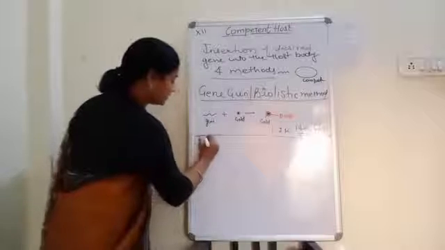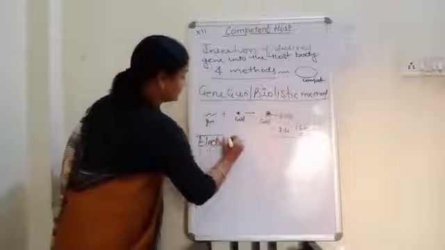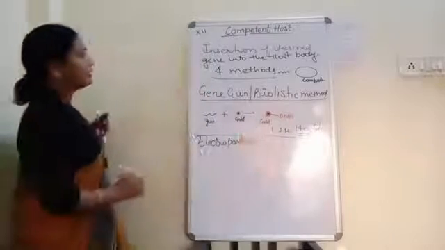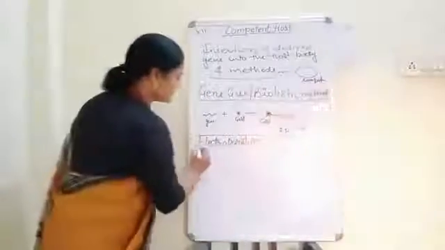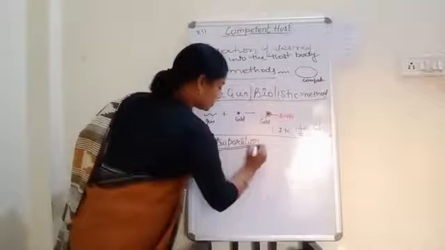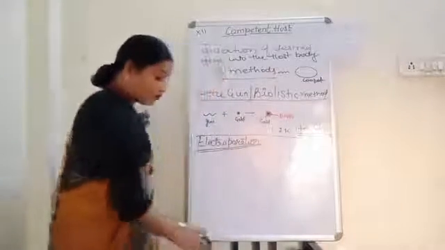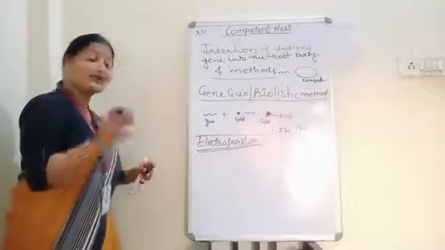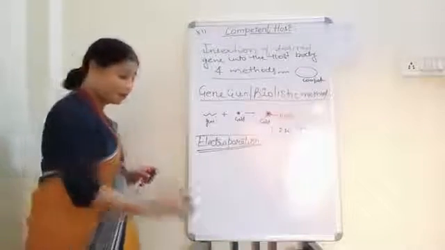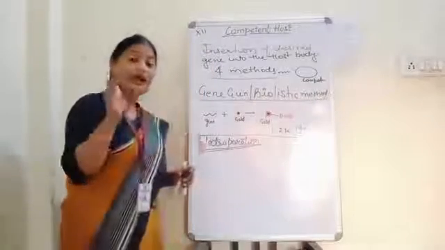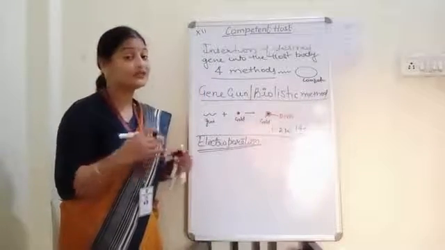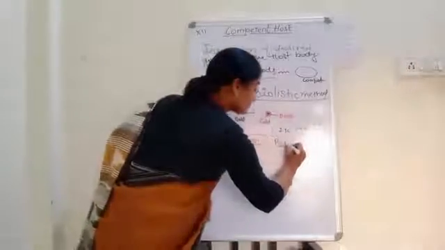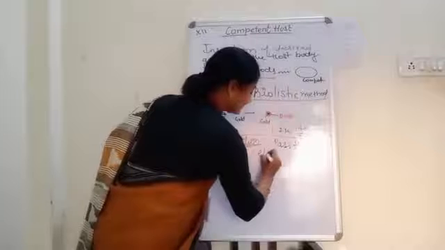The third method is electroporation. Okay, I have taught you the chemical method, no? Yes. Third is electroporation. Now see children, what we do in this electroporation is we take the cell in a medium and we pass electricity with a very high voltage.